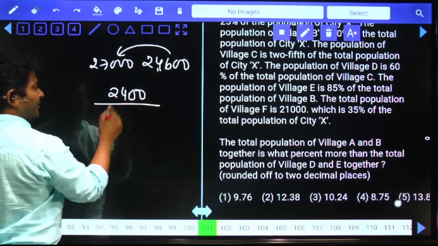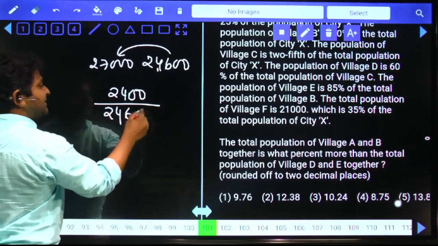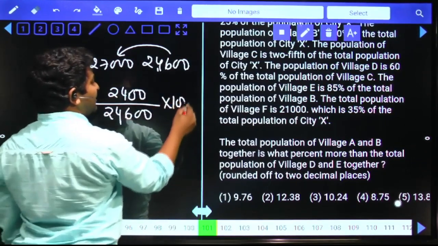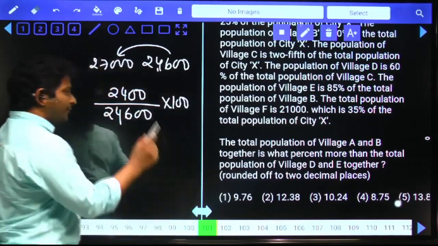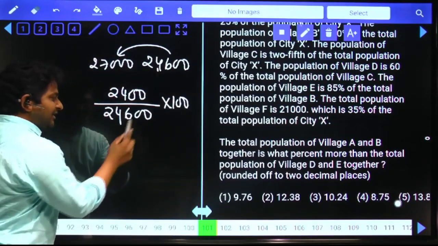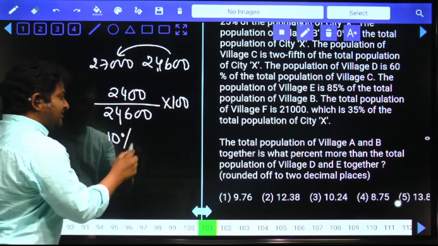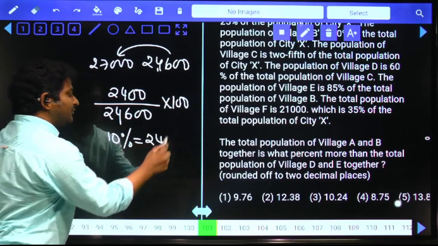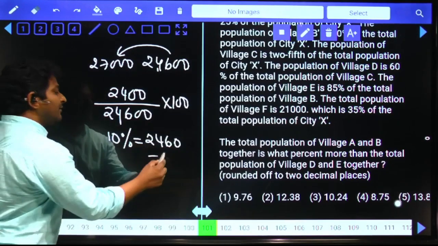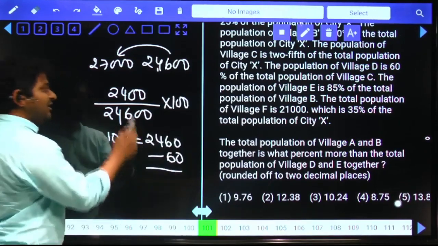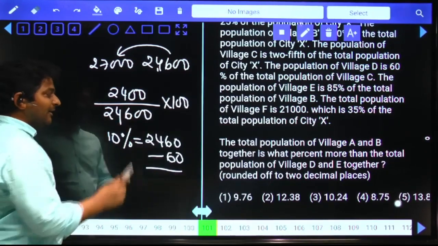2,400 more from 24,600, percentage into 100. This is your final answer. Now take 10%. 10% is equal to 2,460. From this, if you subtract 60, then you'll get 2,400, our numerator.